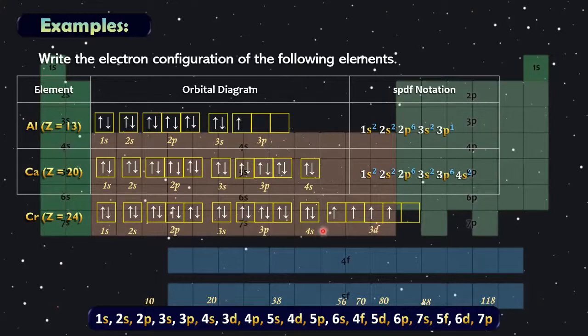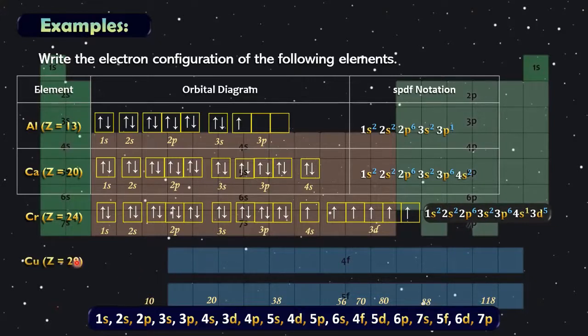So, therefore, in this chromium, in this element, this will be the electron configuration or the orbital diagram. D5, instead of D4 as expected, make it D5. Because D4 is not allowed. And it is 4s1 only. So, this is the SPDF notation. 4s1, 3d5.